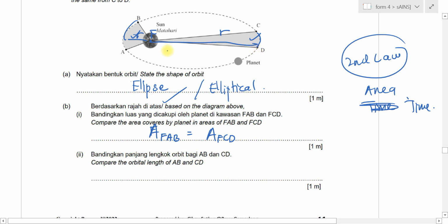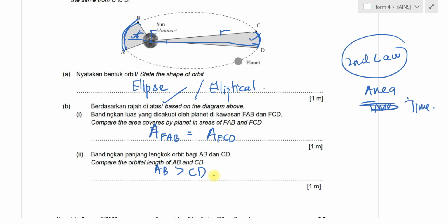But this one is just a small angle only. This one is just a minor arc. This is the major arc, correct? So AB is greater than CD actually. The orbital length, is it between the sun and the planet? No, not between the sun and the planet. They have said orbital length AB and CD, not the sun. This is the length, the arc.